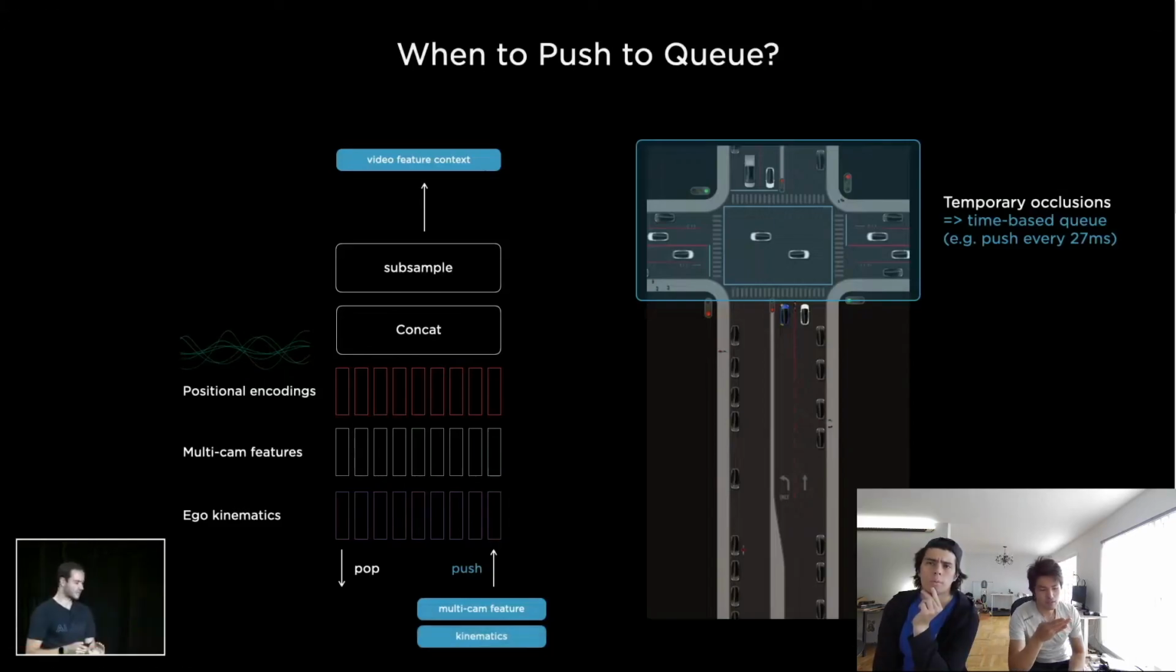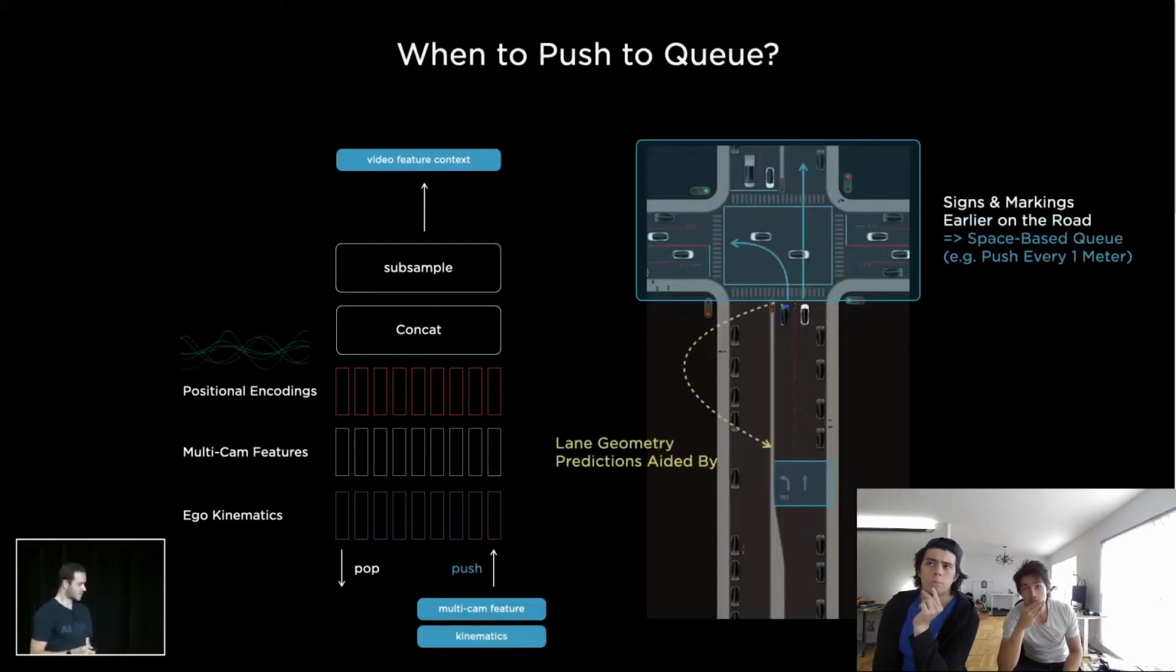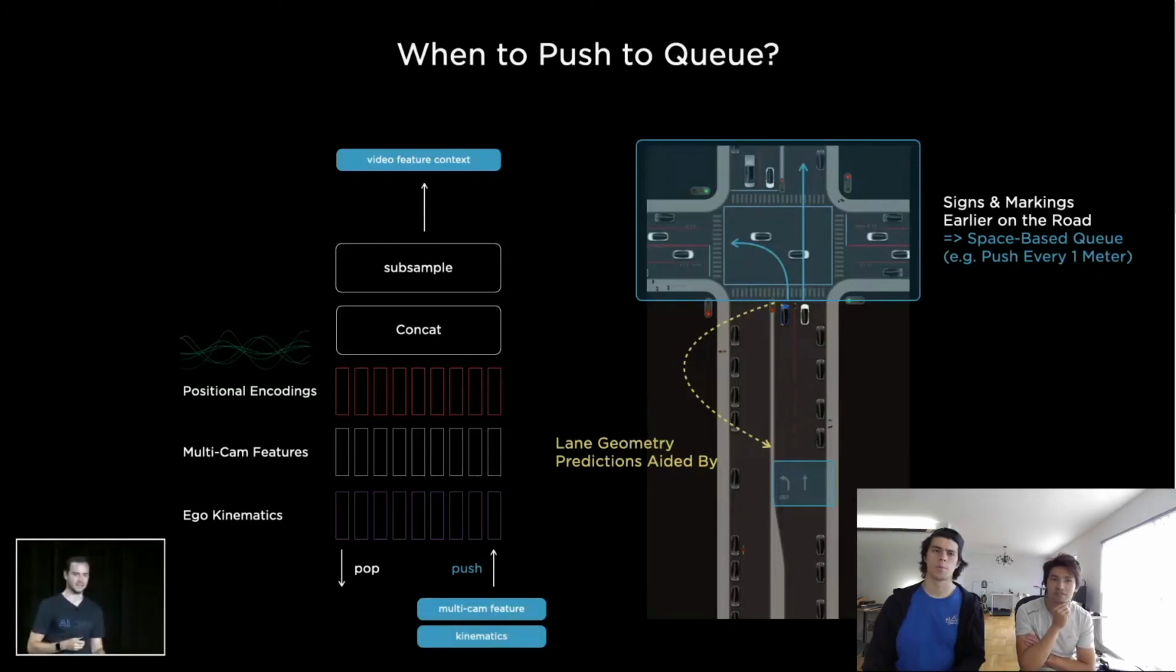But the one that we also discovered is necessary in our case is, for example, suppose you're trying to make predictions about the road surface and the road geometry ahead, and you're trying to predict that I'm in a turning lane and the lane next to us is going straight. Then it's really necessary to know about the line markings and the signs, and sometimes they occur a long time ago. And so if you only have a time-based queue, you may forget the features while you're waiting at your red light. So in addition to a time-based queue, we also have a space-based queue. So we push every time the car travels a certain fixed distance. And so in this case, we have a time-based queue and a space-based queue to cache our features, and that continues into the video module.